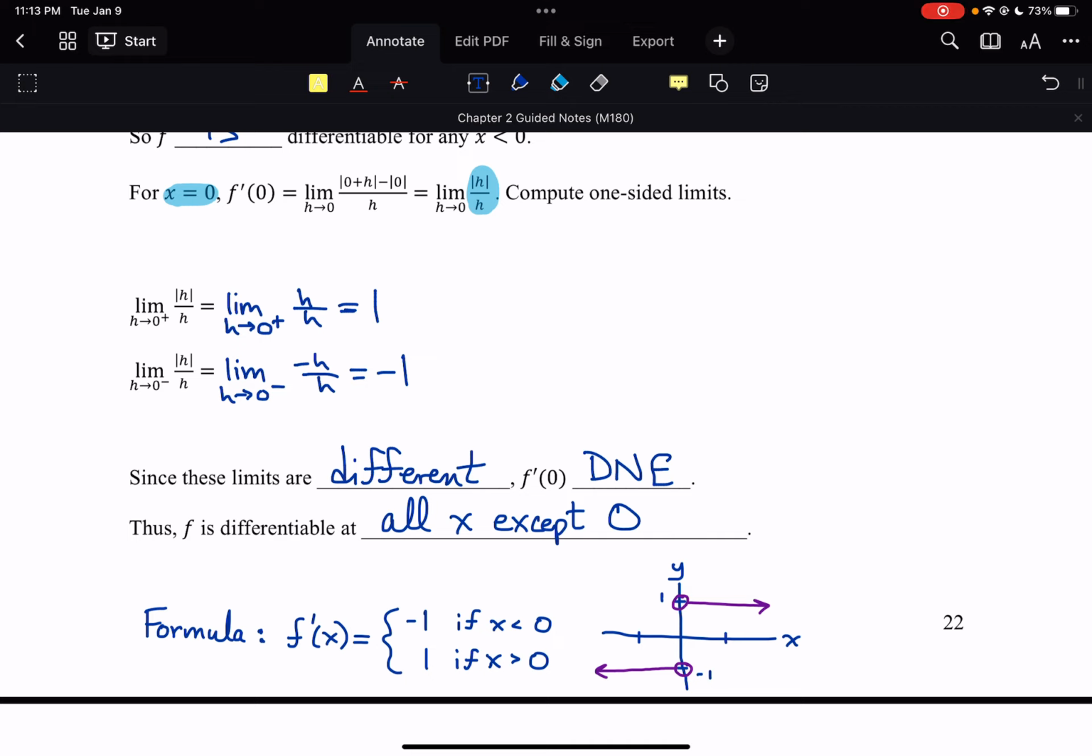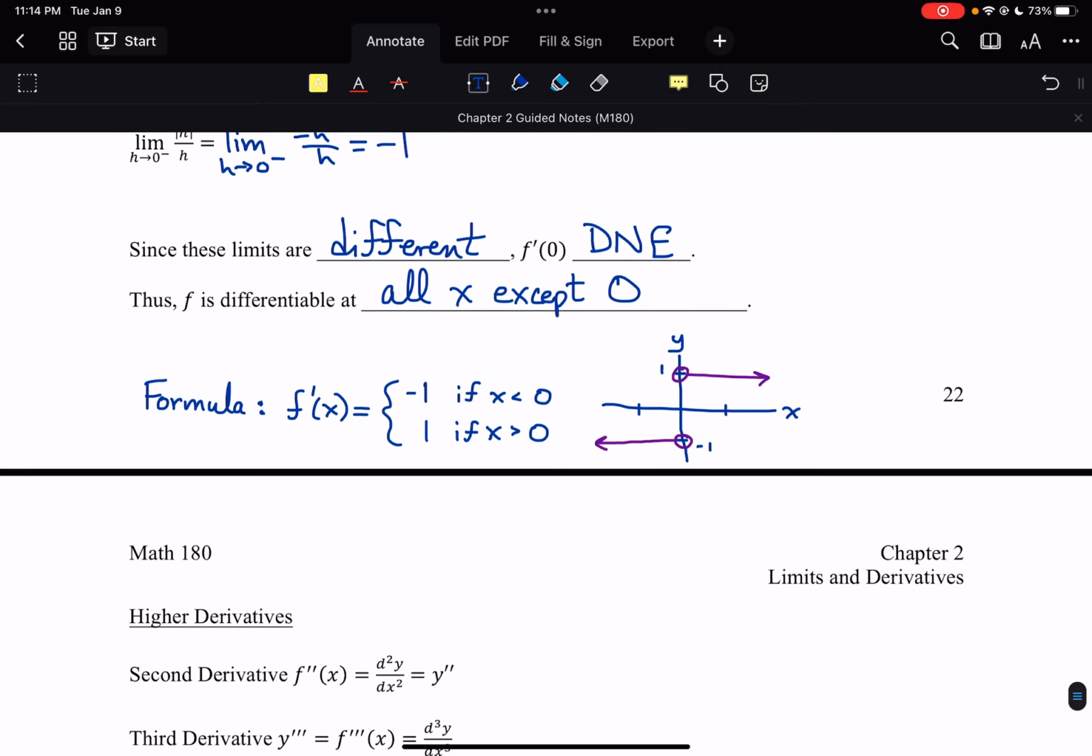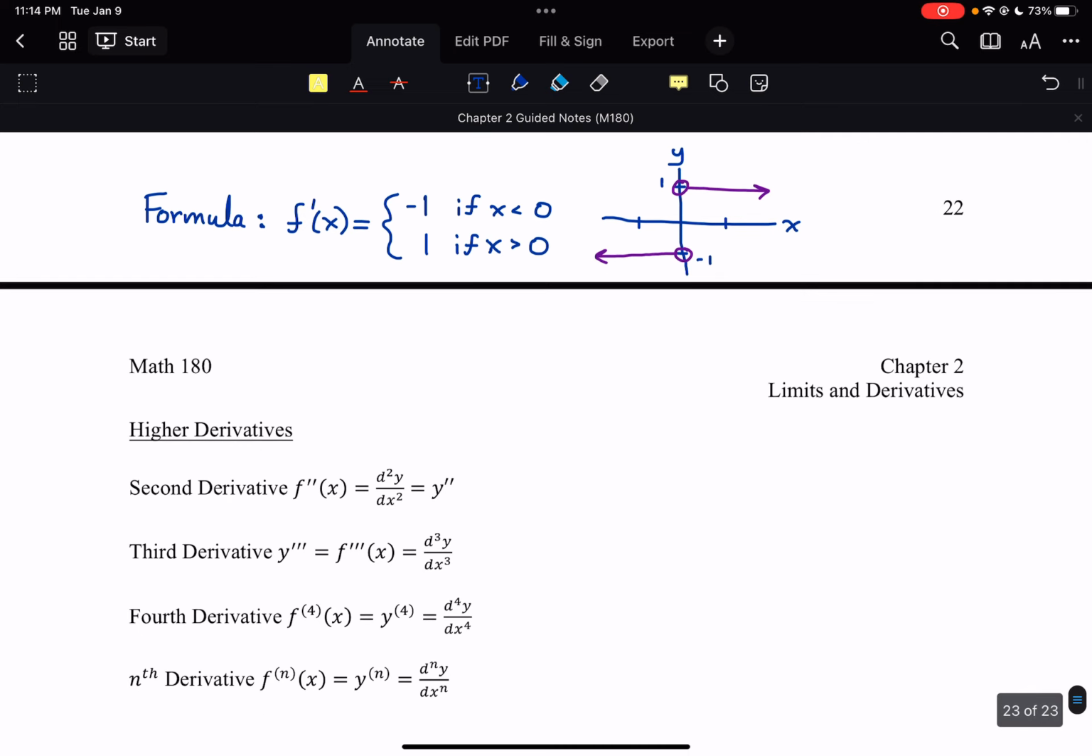Now, the derivative is a function. That's what we've been talking about here. And since the derivative is a function, you can actually also take its derivative. And you can do this as many times as you need to, because every derivative you take just produces a new function whose derivative you can also take. So we have what we call higher derivatives or higher order derivatives.